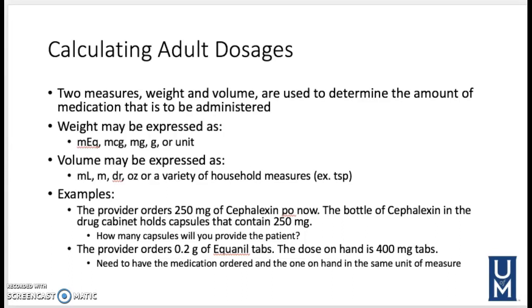So the provider wants 200 milligrams. The dose on hand is 400 milligrams. So what do we do? In that instance, we need to give the patient half a tablet. Do you see what that means? The provider wants 200 milligrams and we have 400 milligrams, so we have to divide that tablet so the patient is only getting 200 milligrams of that drug.